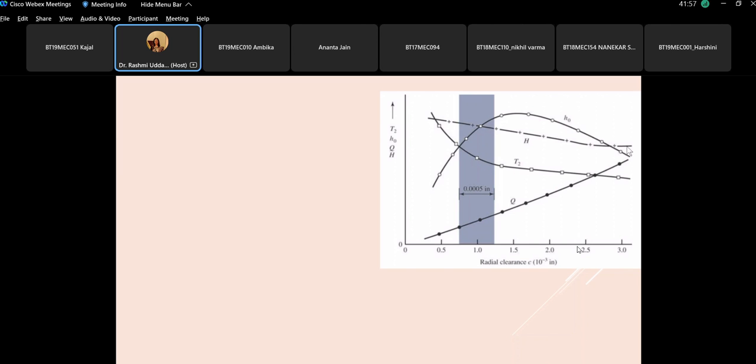And this is the thickness of the oil. Oil film thickness or minimum oil film thickness, H minimum. With the increase in the radial clearance, the oil film thickness increases, and if we increase the radial clearance beyond a certain limit, then the thickness of the oil film goes down. So you cannot have any value of radial clearance. You have to maintain a radial clearance somewhere in this zone so that the oil film thickness is maximum. So this is the interpretation of the graph.